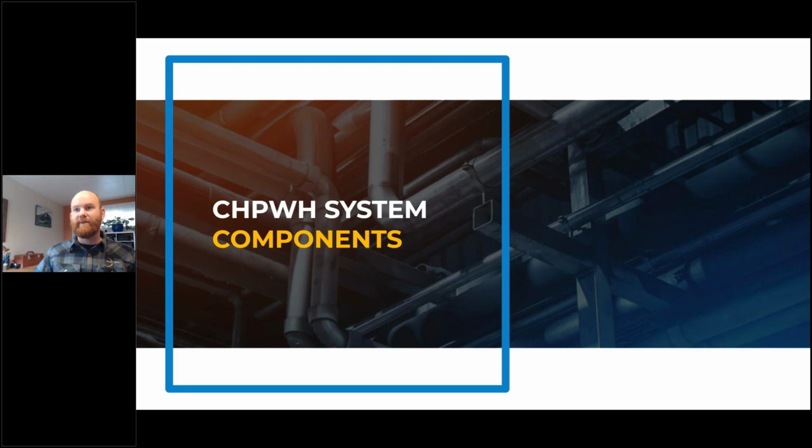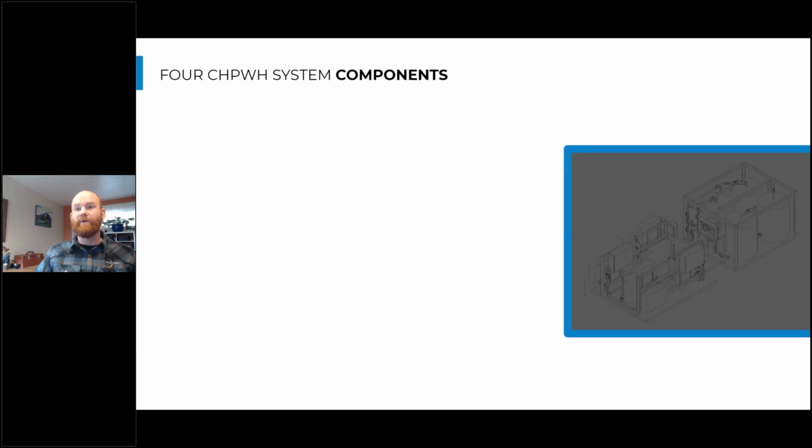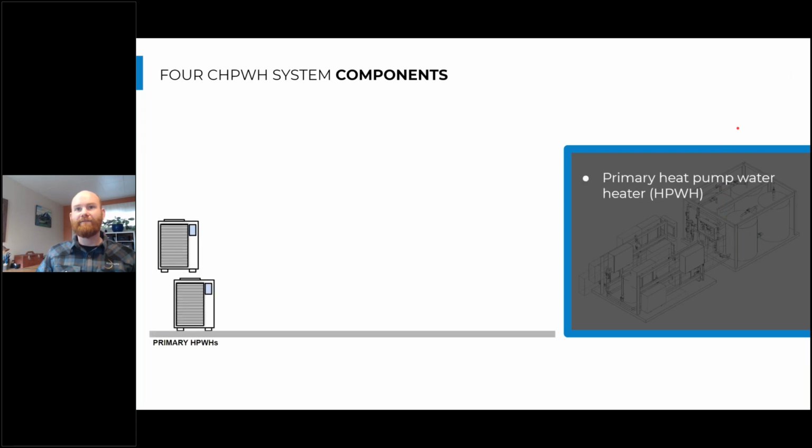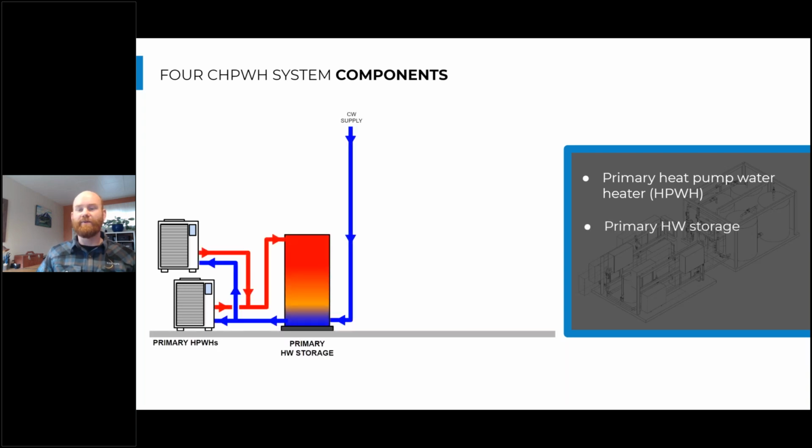The next thing we're going to be discussing is the 4 components of a commercial heat pump water heating system. So the first thing we have is our primary heat pump water heater. This is the device that's moving heat out of the air, putting that heat into the water, and that's a very, very efficient process. It's much more efficient to move heat than it is to make heat. So that's what our primary heat pump water heaters are doing.